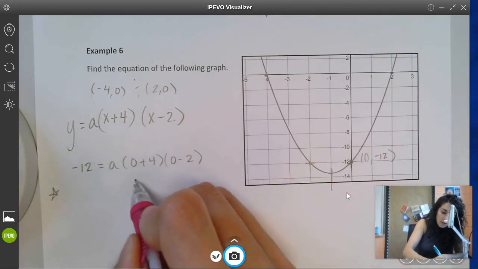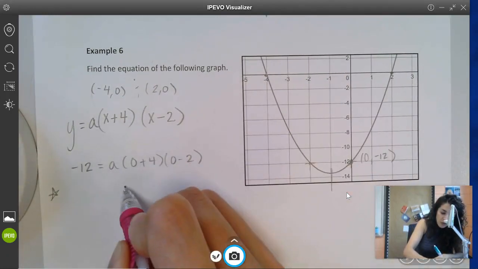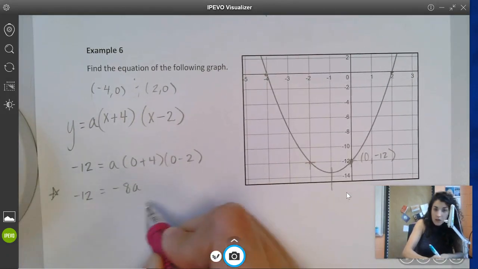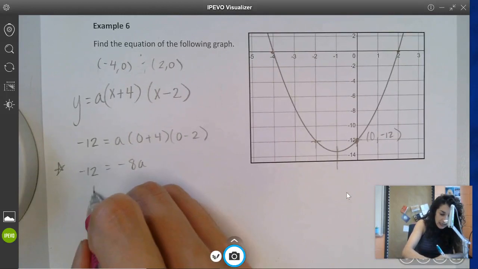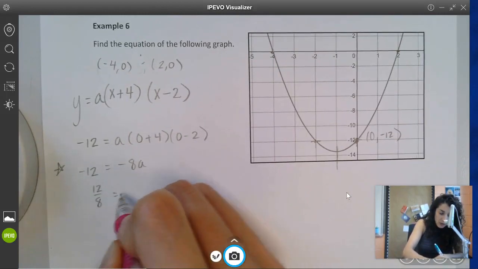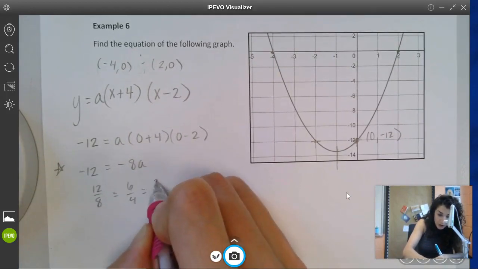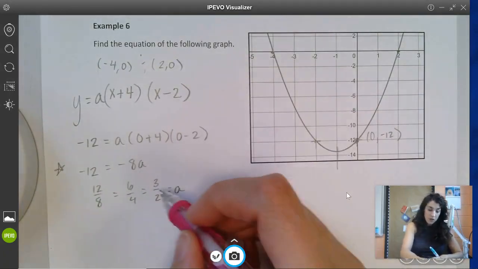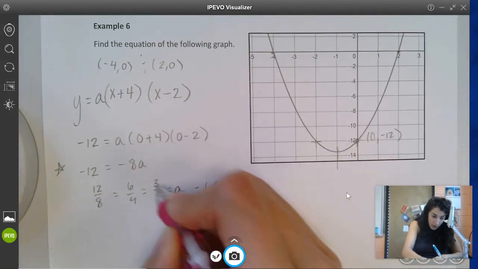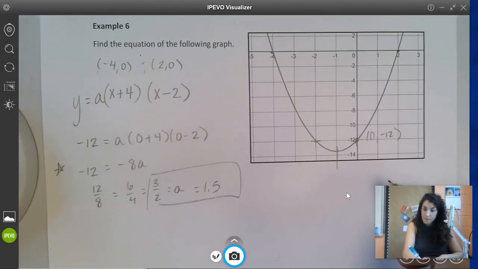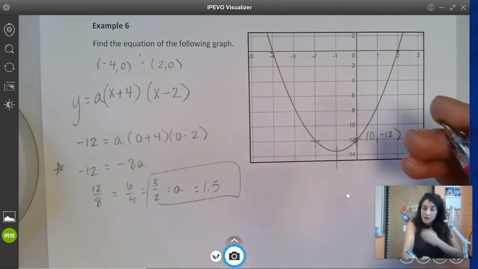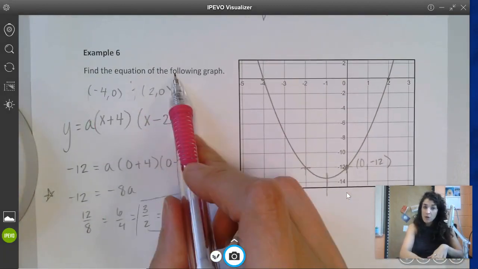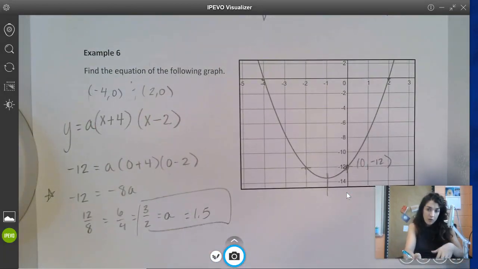Okay, well, we get 4 times -2, which is -8a equals -12. So dividing both sides by -8, I get 12 over 8, which equals 6 over 4, which equals 3 over 2 for a. So a equals 3 over 2, or 1.5. I'm okay with either. That's your a value. So all we have to do now is put it all together. It doesn't say what type of form it wants it to be in. It just says find the equation of the graph.